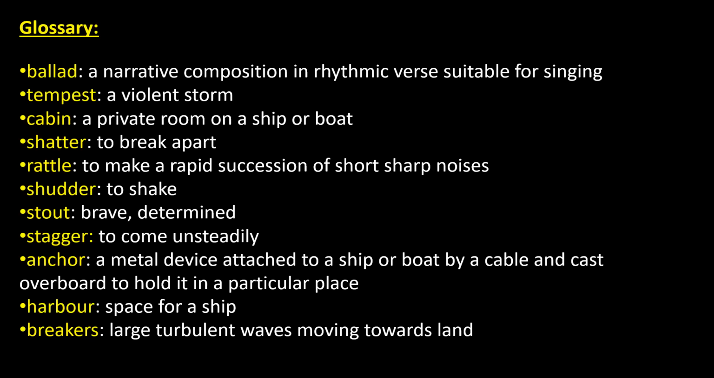Now, this is a device that is attached to a ship to fix it at the end of the harbor so that it could hold on in a particular place. If not, if you leave it, the ship may flow with the waves of the sea, right? So it is known as anchor. Now, harbor, it's a space for a ship. Breakers, large turbulent waves moving towards land. So these are large confused waves, not in one direction and just moving towards the land, and it may cause damage, or it may be a threatening one. So these are some of the glossaries which we find in the poem.